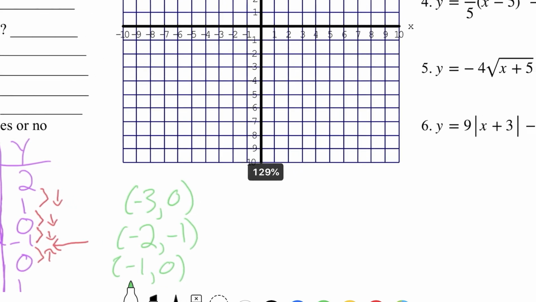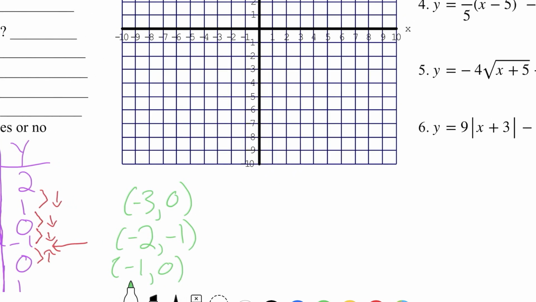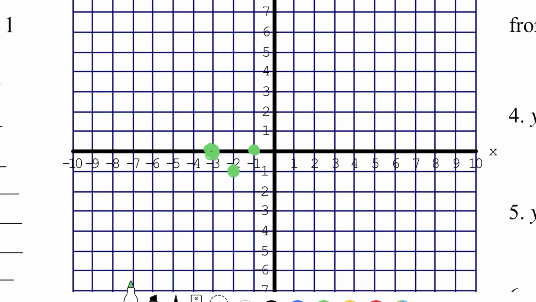So let's go on the graph. Negative 3, 0 is here. Negative 2, negative 1. And negative 1, 0. So it kind of looks like a V going on. So our V, or our graph, is going to look something like this.